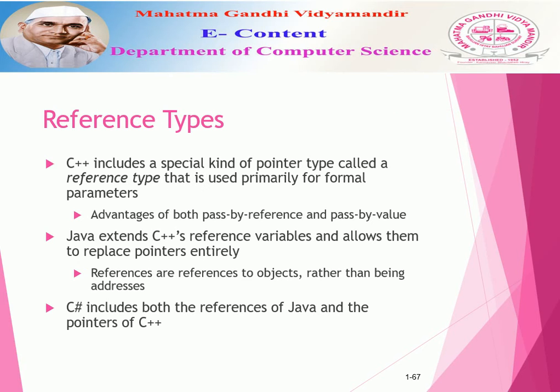Then reference types. C++ includes a special kind of pointer type called a reference type, that is used primarily for the formal parameters. It has the advantages of both pass by reference and pass by value. So C++ includes a special kind of pointer type which is called a reference type, with the advantages of both pass by value and pass by reference.